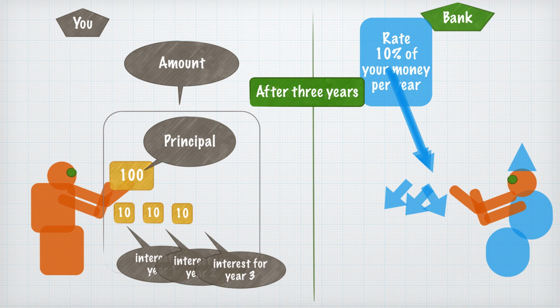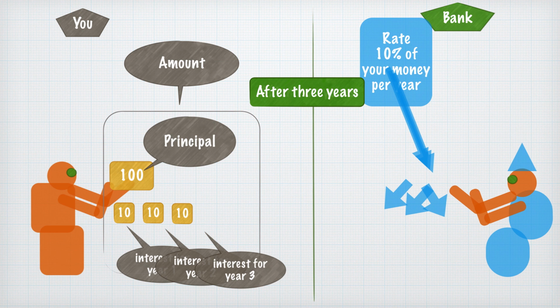Now we're talking about years here. It could very well be days, right? It could be a 10% interest per day, though rarely would it work like that in the real world. But let's say hypothetically, it could be 10% per day. So in our story, it would be after 3 days. So this is the case of simple interest with multiple time periods involved.